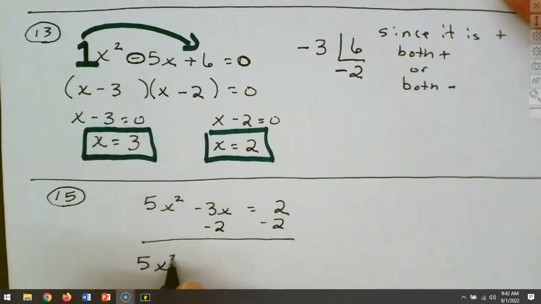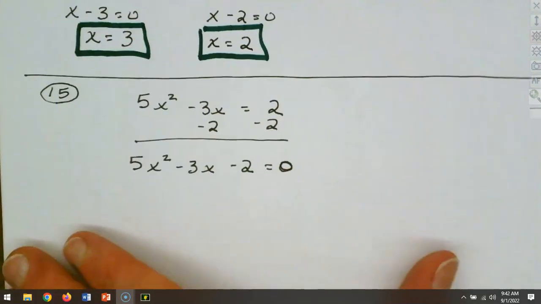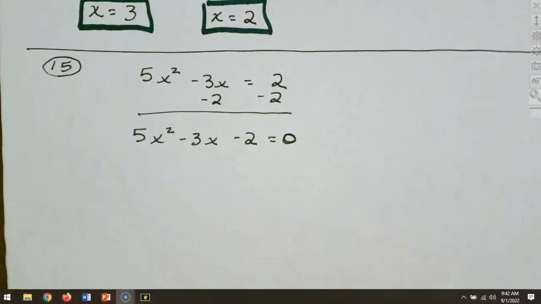So that leaves me now with 5x squared minus 3x minus 2 equals 0. Is everyone okay with that so far? Okay, so first step is always make sure it's equal to 0. Now once we have done that, now what do we do? Now we take the first number times the last number.